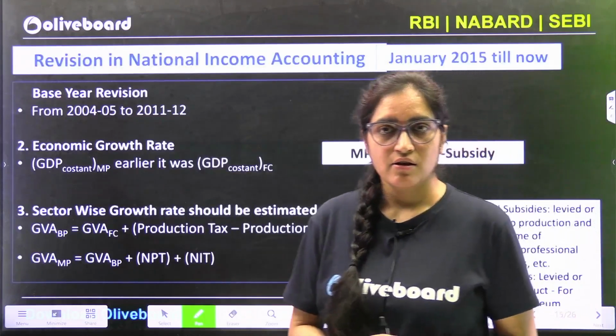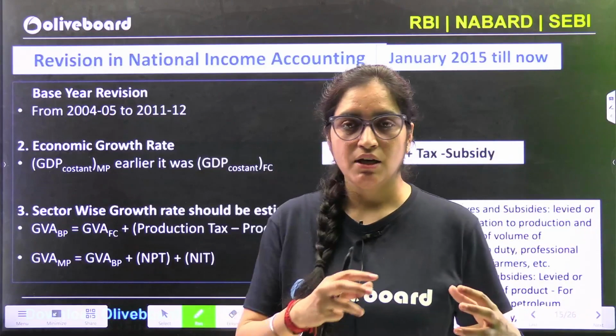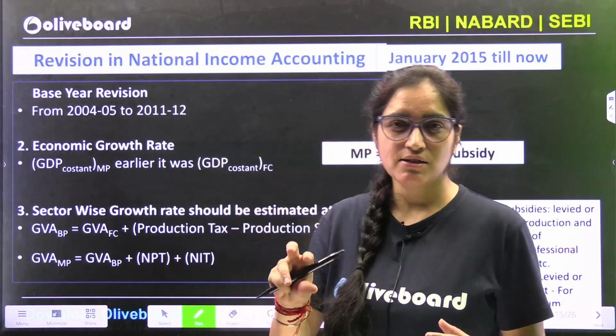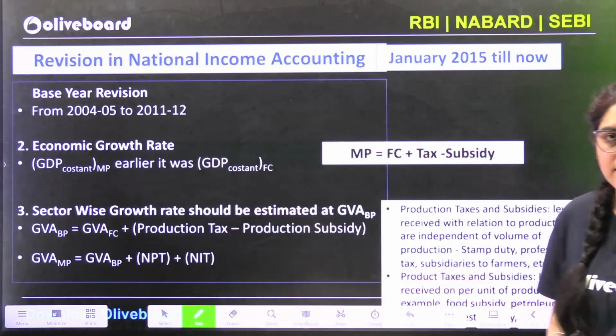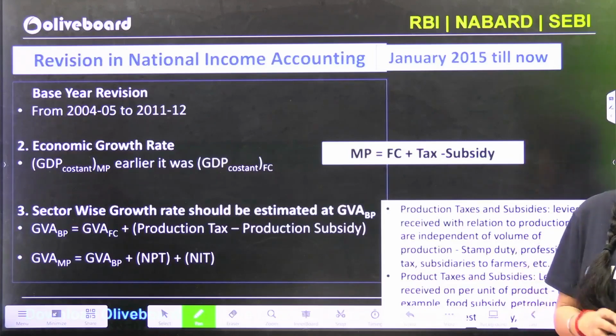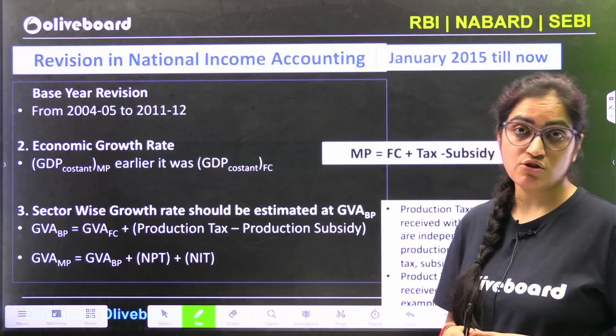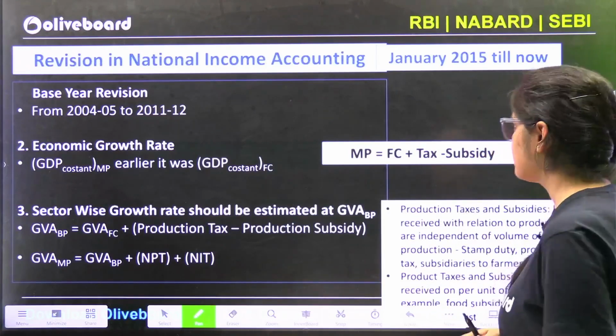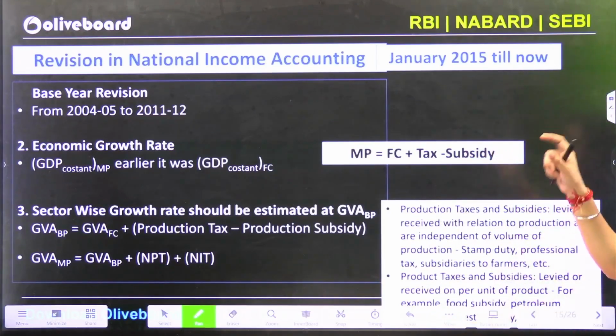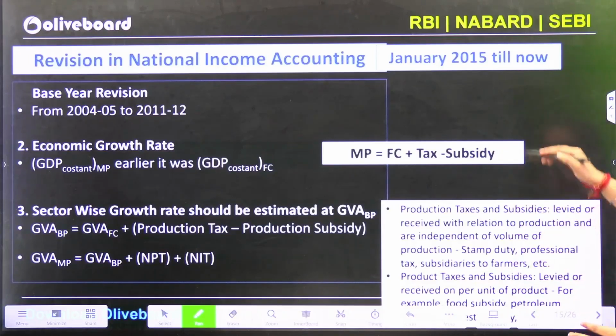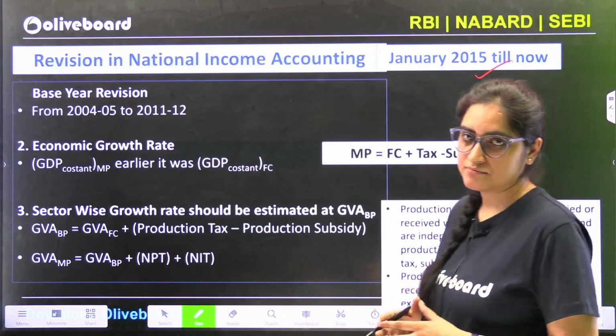Moving ahead, now that we have talked about GDP and all its aggregates, let's delve into a very important thing, that is the revision that happened in national income accounting. What was this revision all about? Let's have a look. The national income accounting was revised from the way it was done up till now. In January 2015, the revision was done.